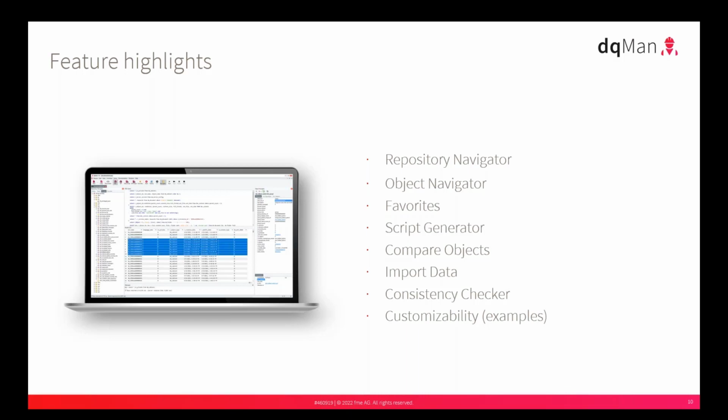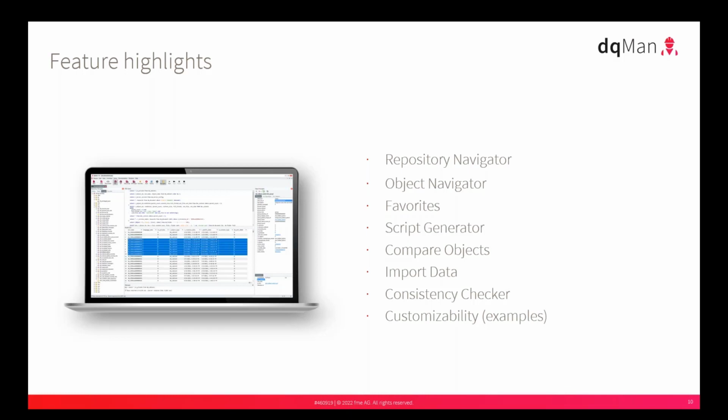We have something called favorites, which is essentially a way to manage frequently used queries or basically any chunks, pieces, snippets of code. So if you have some sort of code or a query which you happen to use frequently, you can save it as a favorite. You can categorize it. You can assign metadata to it. You can share it with other users from your team. And then with a couple of clicks, you can always just quickly load that into dqMan and run it.